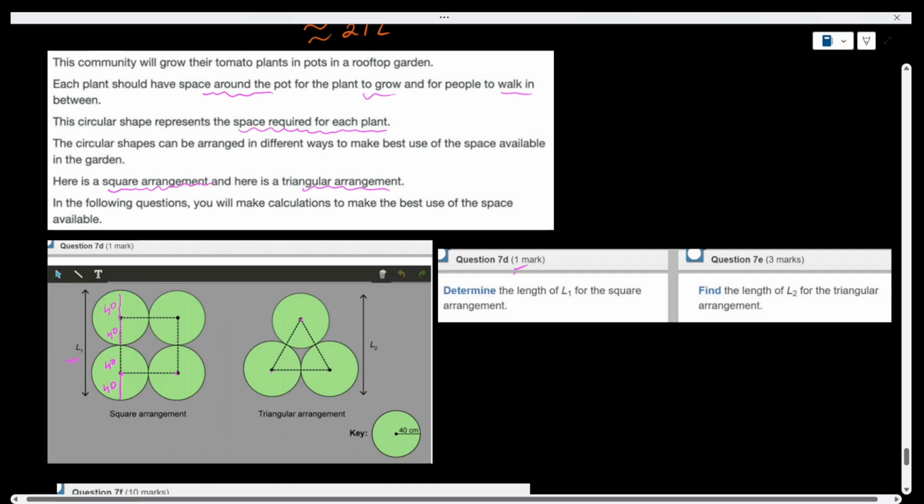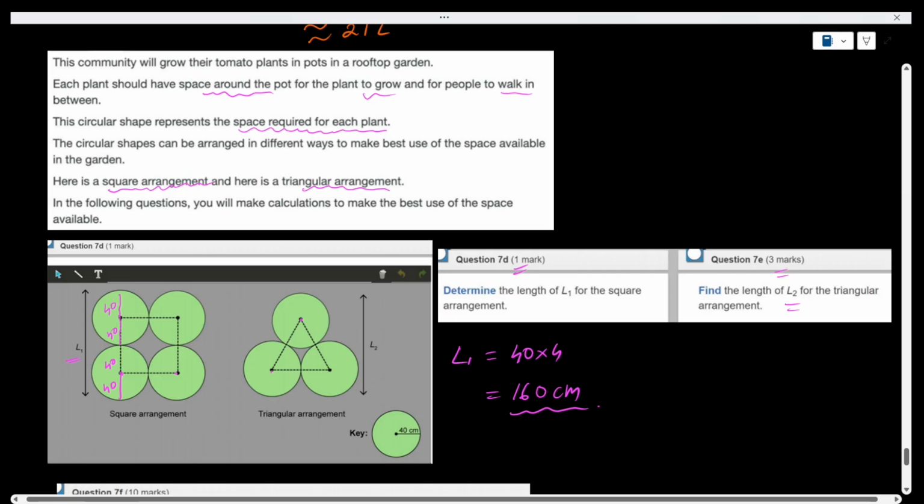So that is why it is carrying only one mark here. So what is going to be the L1? L1 will be here 40 times 4, which is going to be 160 centimeter, the length of this arrangement. Now here for the triangular arrangement, find the length L2 for the triangular arrangement.